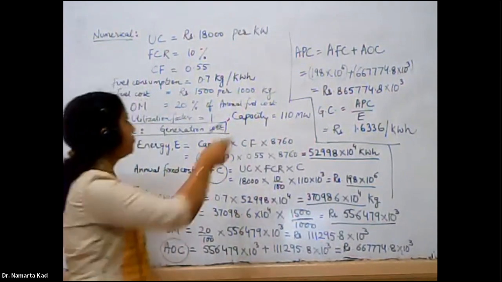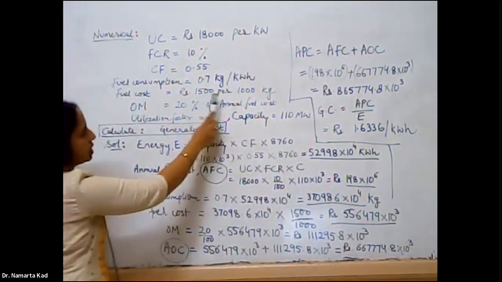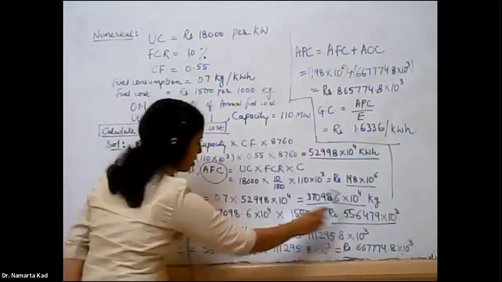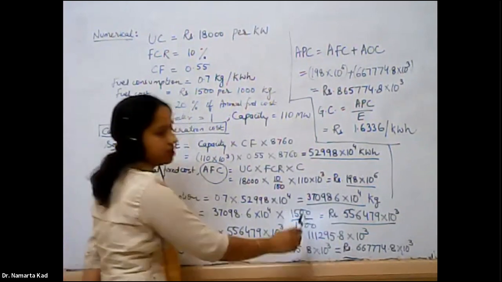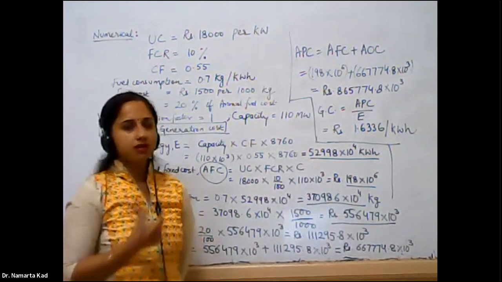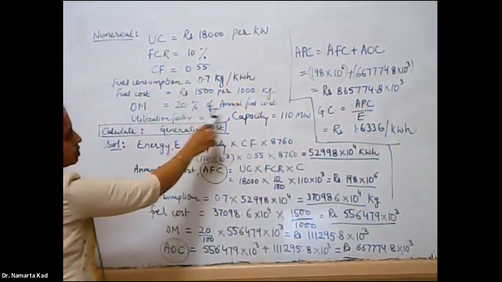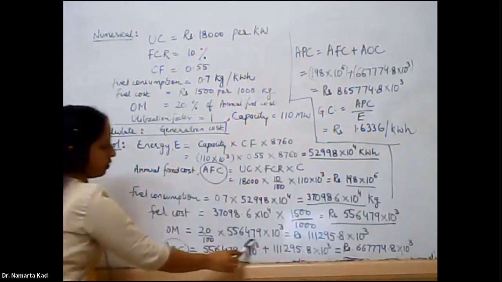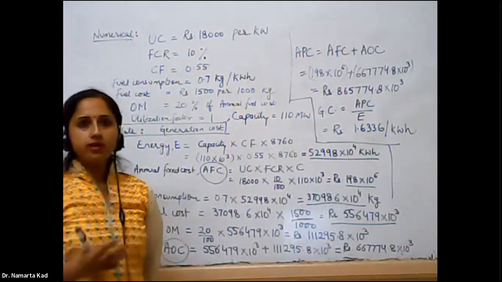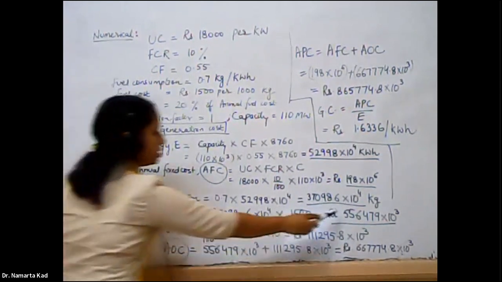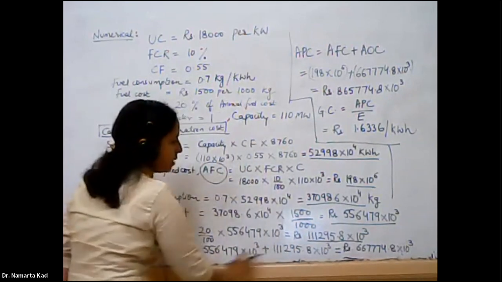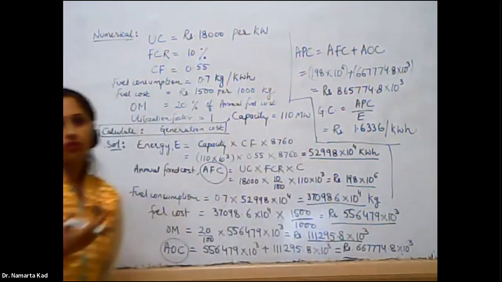Now the fuel cost is given in the question as rupees 1500 per 1000 kg. So multiply the total consumption in kg by 1500 divided by 1000. This is the net fuel cost. Now other maintenance and supplies repair cost is given as 20% of annual fuel cost. So it is 20% of this fuel cost, and this is the answer. The net operating cost is the fuel cost plus this other maintenance and repair cost. Just add both of them, and you get this result as the annual operating cost.